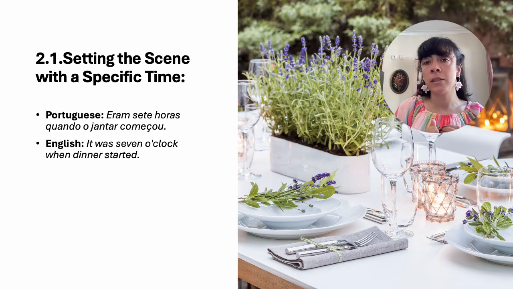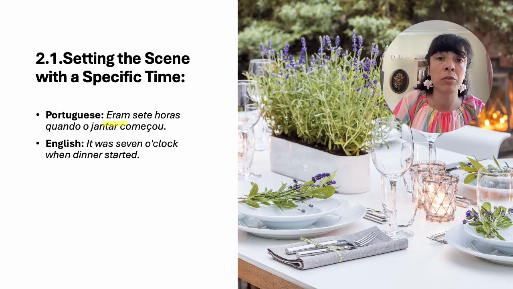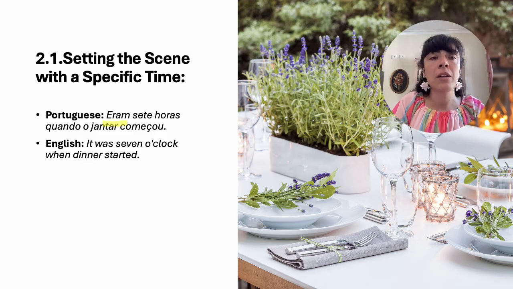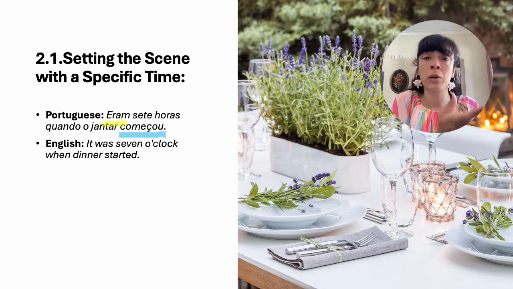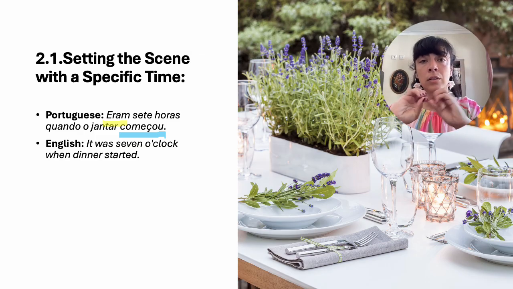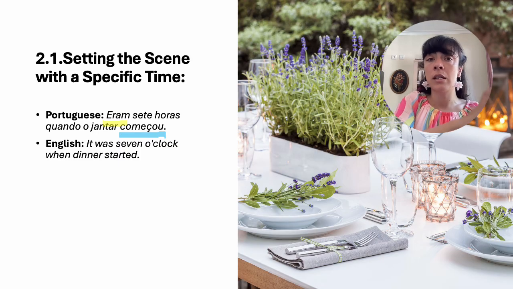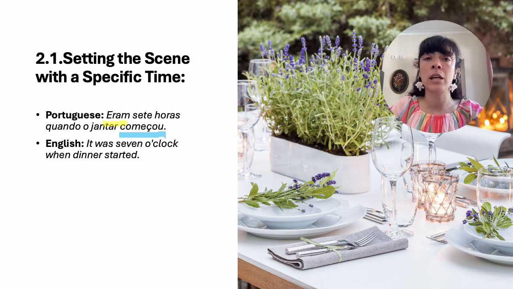Let's break this down a little bit when mentioning the imperfect to talk about time. So here we have another example, and the example is setting the scene with a specific time. So we have here eram, one more time, of course, because we are referring to the same example of time. "Eram 7 horas," so that's written in the imperfect, "quando o jantar começou." I'll be using, by the way, yellow to underline the imperfect and blue to underline the tenses written in the PPS. So, eram 7 horas quando o jantar começou.